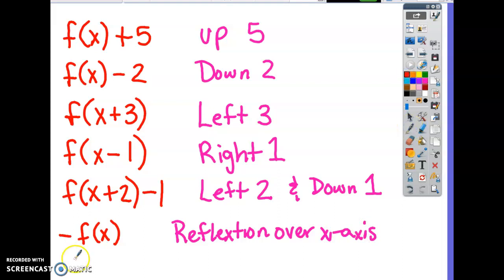What if I say 2 f of x? Yeah, because it's greater than 1, right? And it's in the very front, so it's a vertical stretch.